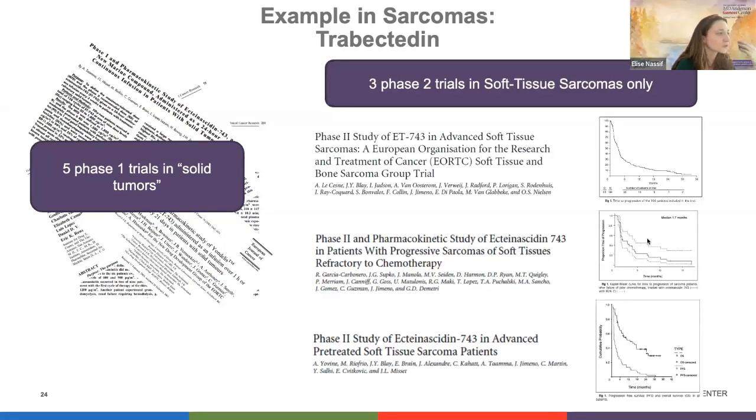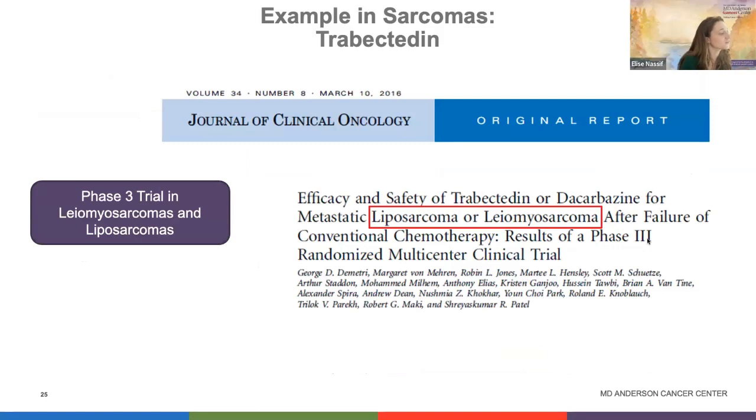And following that, there were 3 phase 2 trials in soft tissue sarcomas only. And as you can see, phase 1s and phase 2 trials are really reserved to the advanced, pre-treated, refractory setting after failure of all your standard of care, because at that point, we don't have a lot of experience with the drugs. So that's why we need to be sure that the patient has exhausted the standard of care drugs for which we definitely have some signal of efficacy.